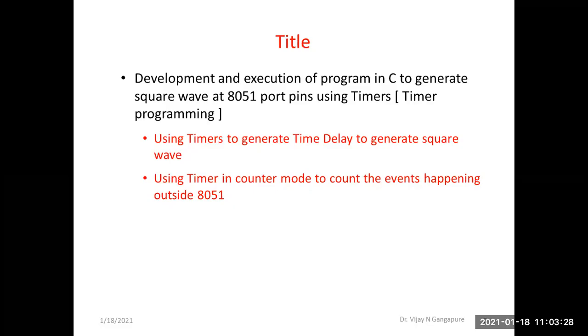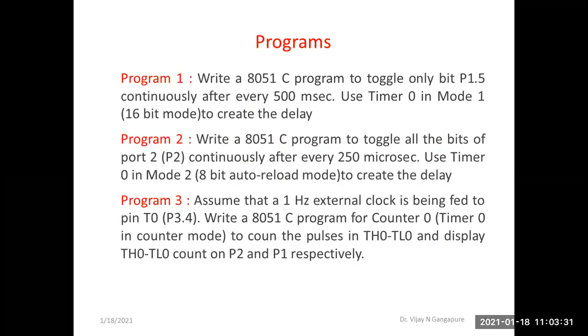Under this we are going to study three programs. First program: write an 8051 C program to toggle only bit number 5 of port 1 continuously after every 500 milliseconds. To generate this 500 millisecond delay, use timer 0 in mode 1. Mode 1 is nothing but 16-bit mode.